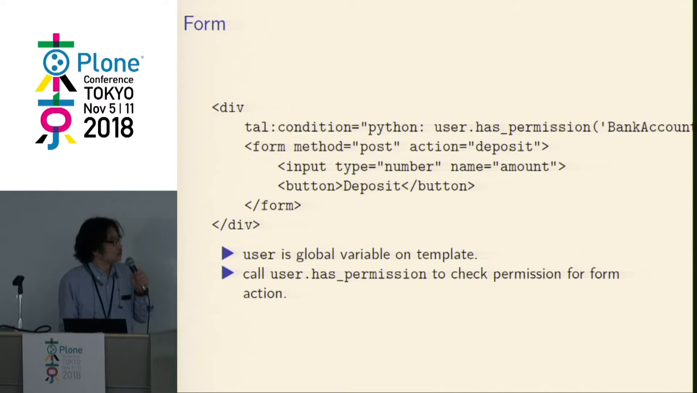Add two post parameters, add a form, and this form is displayed only to a permitted user. The third condition is: using the third condition, the user has permission to withdraw and deposit. Only the permitted user sees the form.